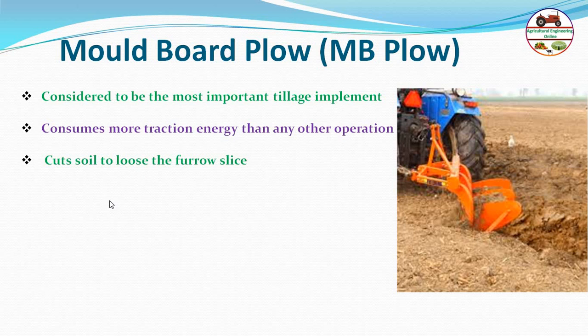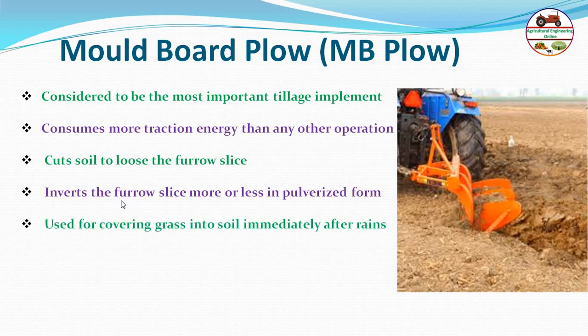It cuts the soil to loosen the porous layers from the hard surface. It also inverts the layers in more or less pulverized form, because the mold plow lifts the soil and bends or inverts it to make it pulverized. It is generally used for covering grass into the soil immediately after rains, so the upper surface is exposed to more nutrients, and the grass and other things are buried into the soil to decompose into fertilizer later on.